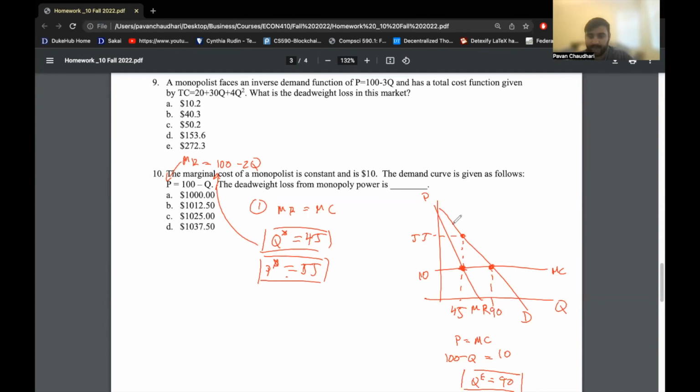Okay, and again, base times height times 1/2. So deadweight loss here is 1/2 times this leg of the triangle, which is 45. This leg of the triangle is also 45. And 1/2 times 45 times 45. Okay, good, which is answer choice B.